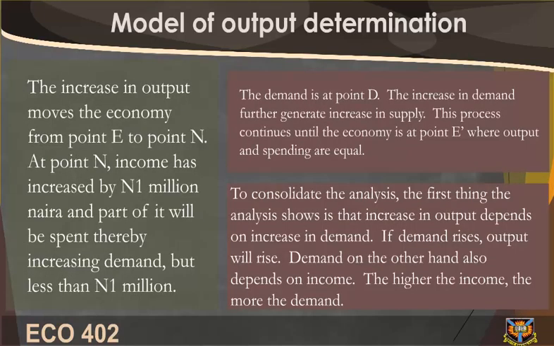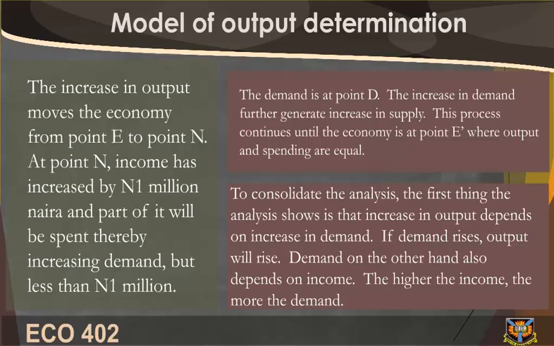The increase in output moved the economy from point E to point N. At point N, income has increased by 1 million naira and part of it will be spent, thereby increasing demand, but less than 1 million naira. The demand is at point D. The increase in demand further generated increase in supply. This process continues until the economy is at point E prime, where output and spending are equal.